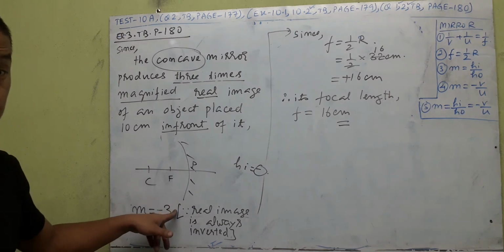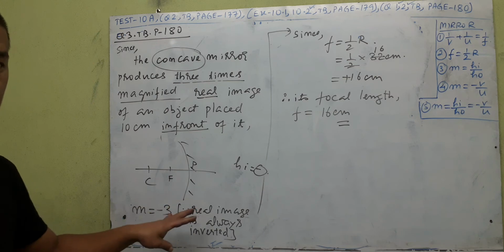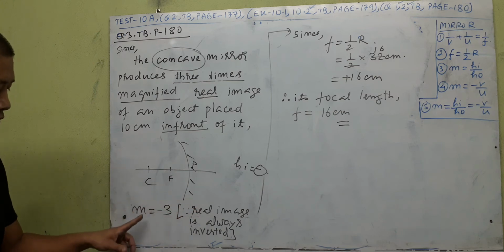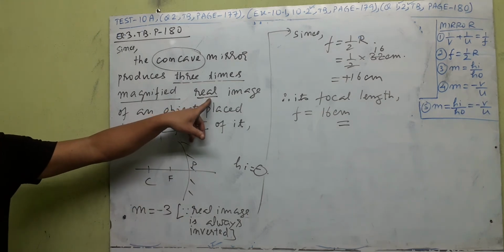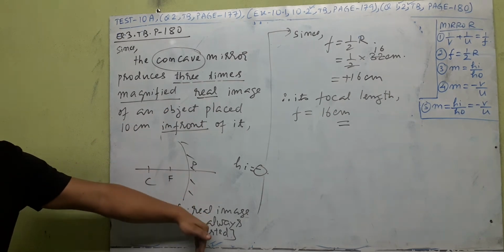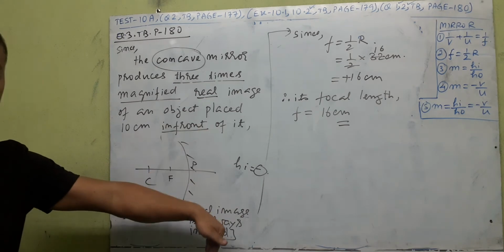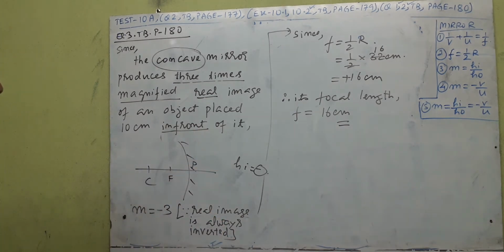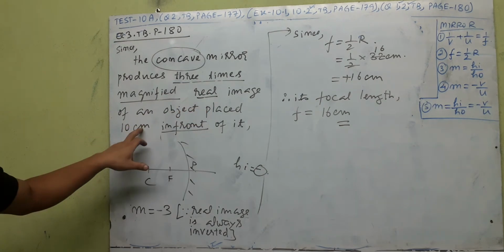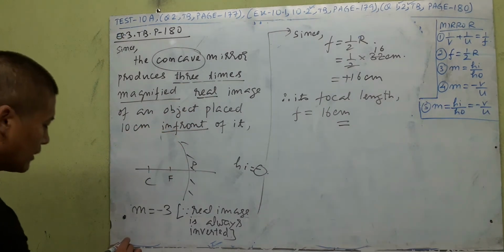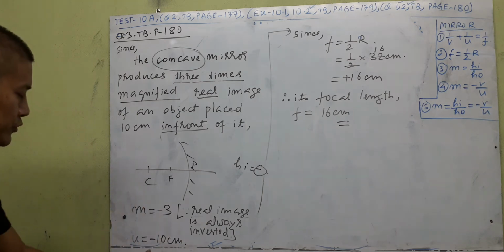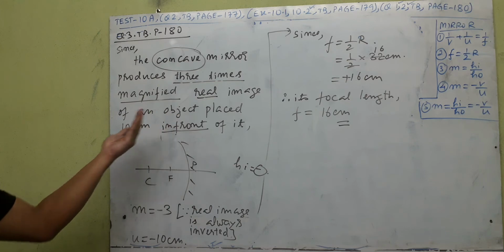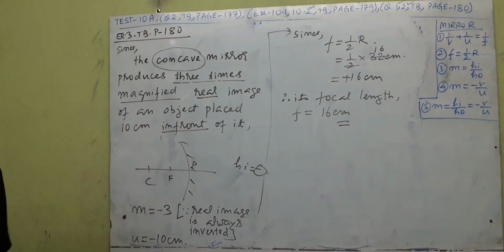And no unit, no centimeter, because M never has a unit. I've been telling this repeatedly because this is important. So M is minus 3. How do you know it's minus? Because the question told us it's real, and we know real is always inverted, and inverted means the value will be minus, below the principal axis. Then here, object placed 10 in front. So 10 in front means U is equal to minus 10 centimeter. We put minus because the question is saying in front. In front means left, and we know the left side is always minus.